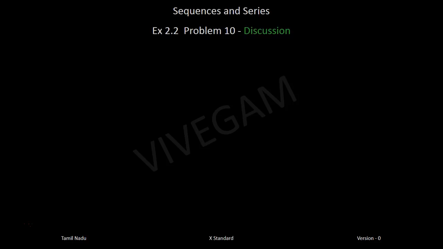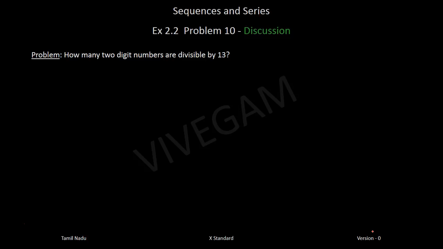Exercise 2.2, problem 10, discussion. Let's read the problem. How many two-digit numbers are divisible by 13? Okay, now I think we are getting into the application part of the AP series. It's quite interesting. Okay, don't worry, we'll work it out.